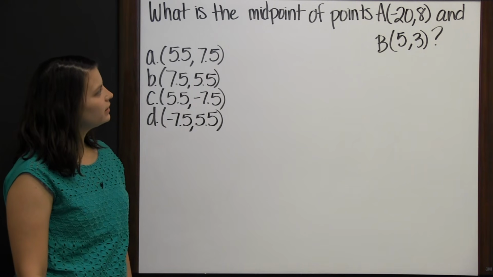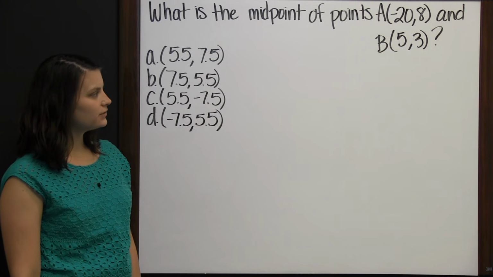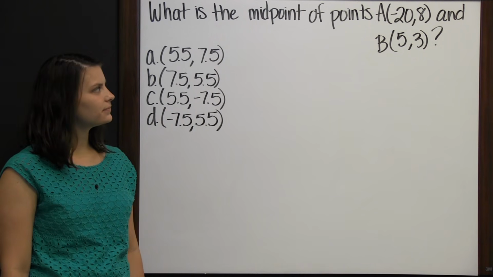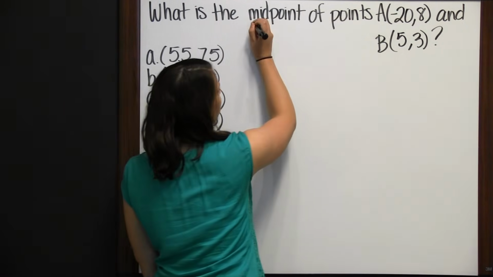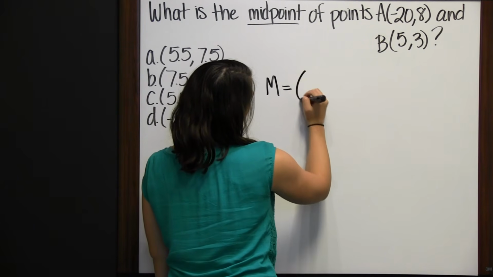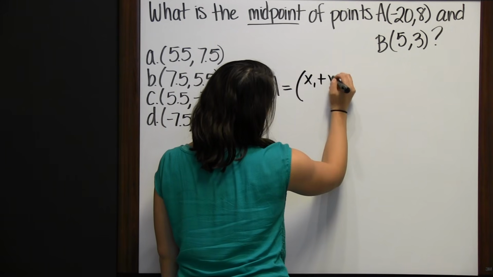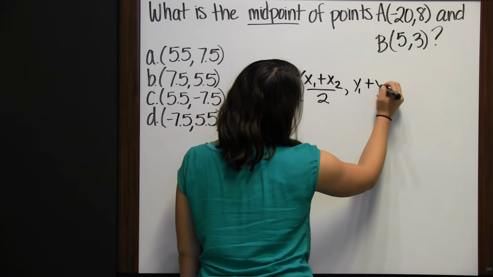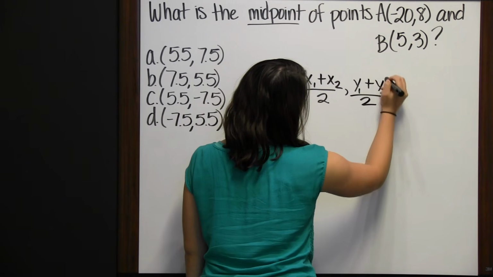What is the midpoint of points A (negative 28, 5) and B (5, 3)? To find the midpoint, we can use the midpoint formula, which is x1 plus x2 divided by 2, then y1 plus y2 divided by 2.